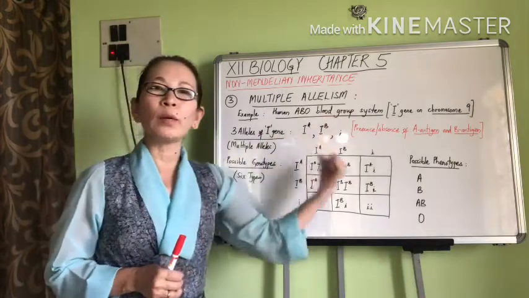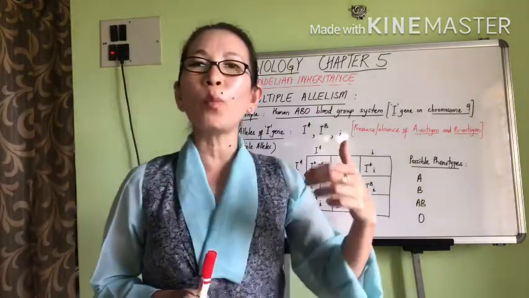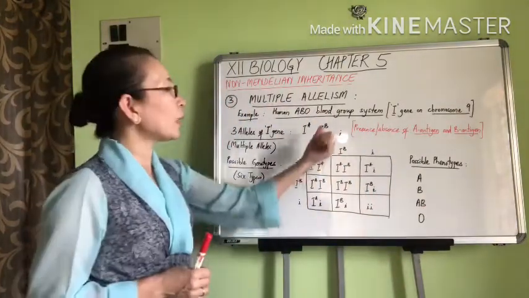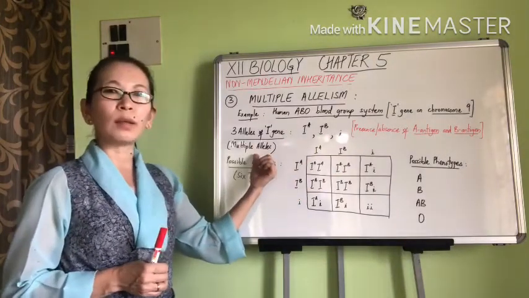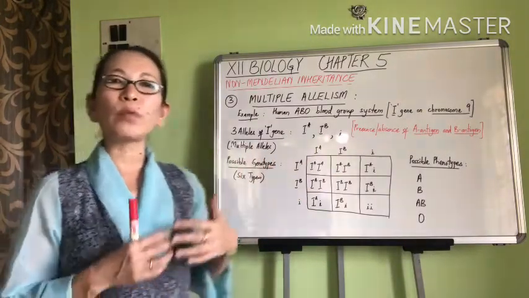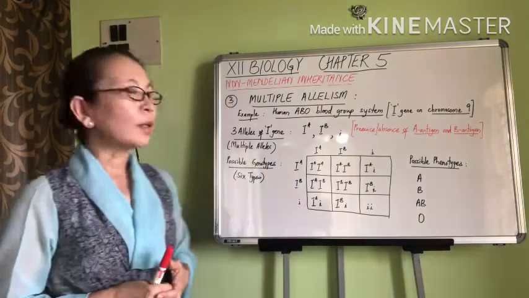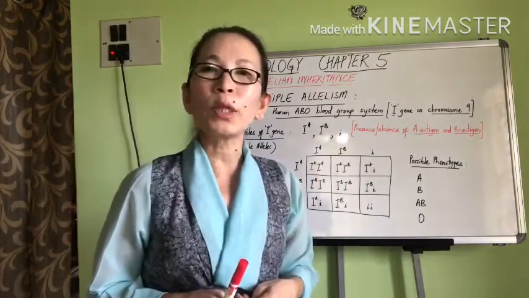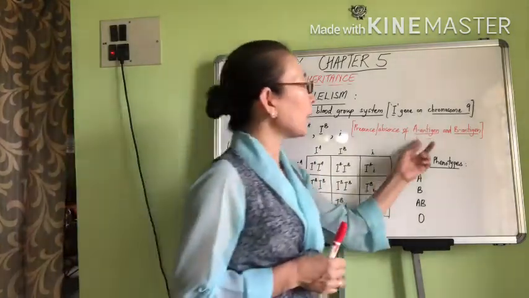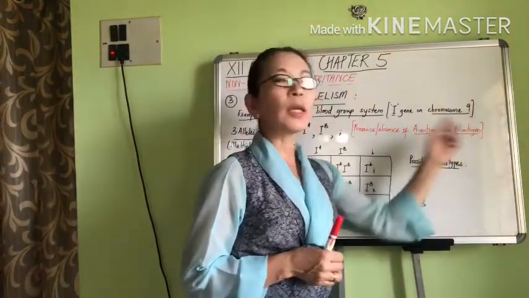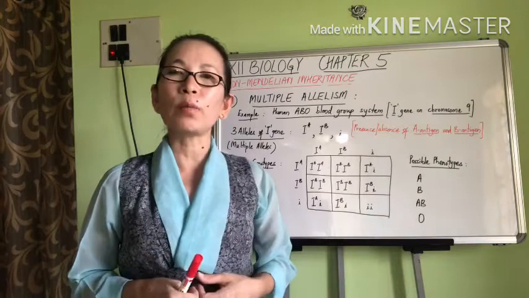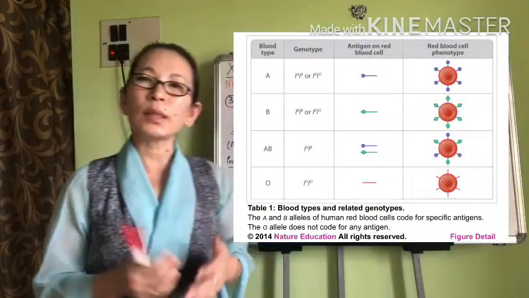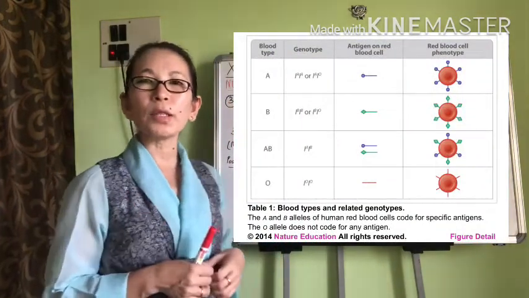And this phenomenon, where we have the state of having three or more alleles for a single gene, is referred to as multiple allelism. And these alleles are referred to as multiple alleles. Now the reason why we have three alleles existing in the I gene depends on the presence or absence of two antigens, which are known as A antigen and B antigen. These are two different types of glycoproteins present on the surface of RBC. We have already learned these things in our previous class 11 chapter.